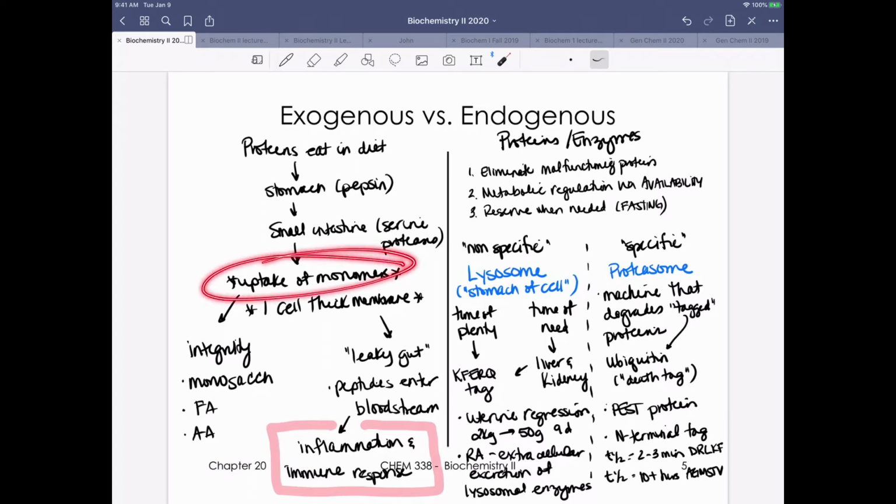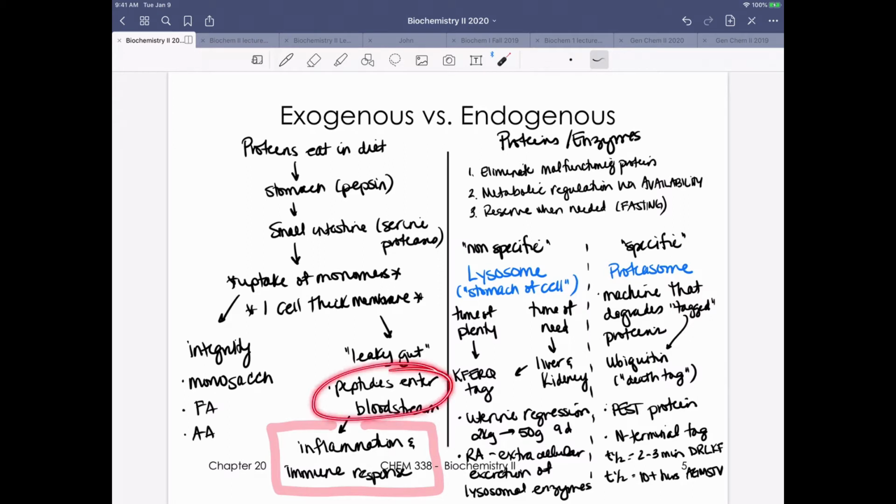amino acids, remembering that free amino acids are what are necessary in order to get across that one cell thick membrane in our gastrointestinal tract. So maintaining that integrity is very important. Only monosaccharides, fatty acids, and amino acids are really able to get past that one cell thick membrane. And this concept of leaky gut is really when you have species that are larger than that entering the bloodstream.